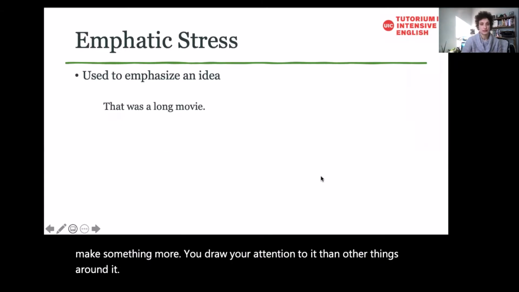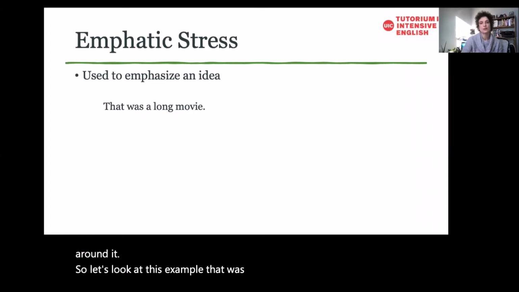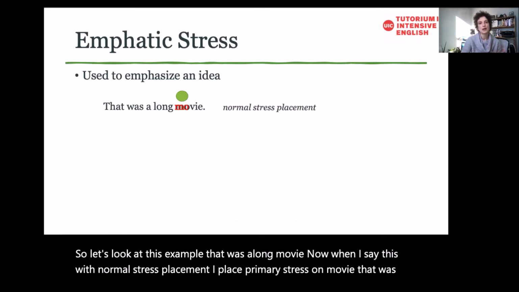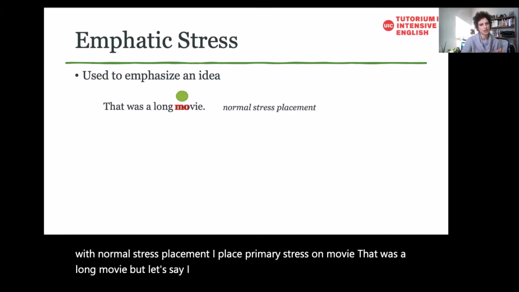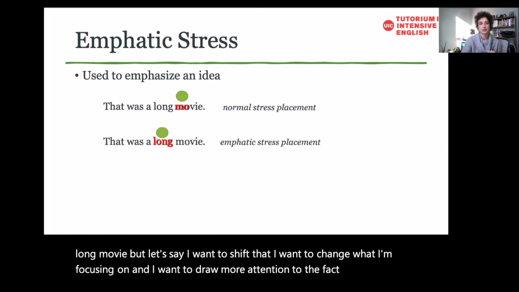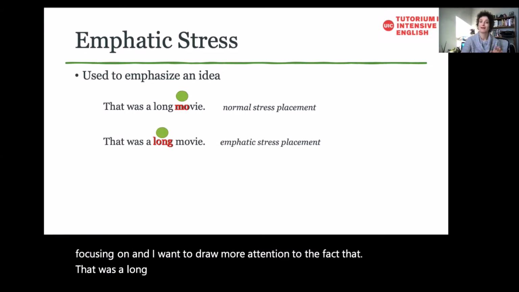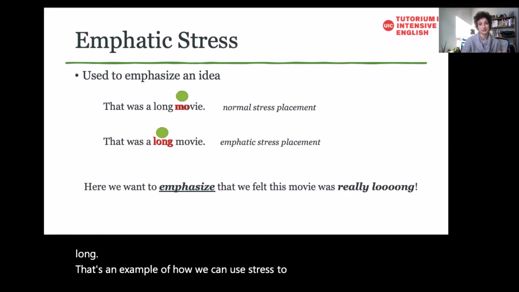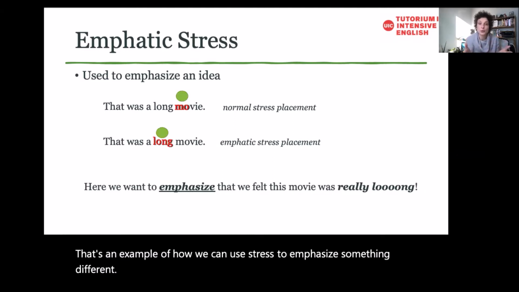So let's look at this example. That was a long movie. Now, when I say this with normal stress placement, I place primary stress on movie. That was a long movie. But let's say I want to shift that. I want to change what I'm focusing on, and I want to draw more attention to the fact that that was a long movie. That was a long movie, right? So now I'm using emphatic stress to draw attention to the fact that this movie was really long. That's an example of how we can use stress to emphasize something different than what might normally be stressed in a sentence.